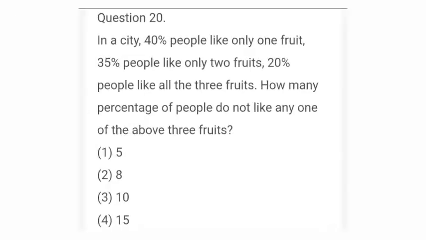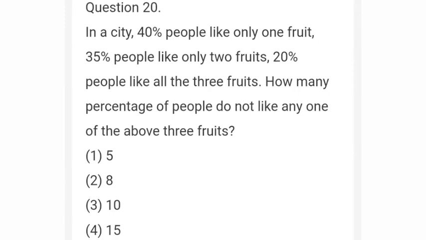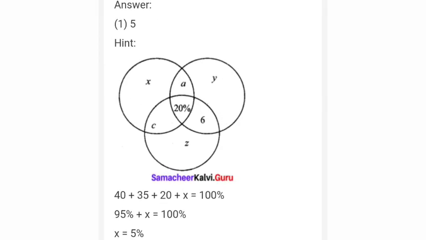Question number 20. In a city, 40% of people like only one fruit, 35% like only 2 fruits, and 20% like all 3 fruits. What percentage of people do not like any of these 3 fruits? Option 1 is 5, option 2 is 8, option 3 is 10, option 4 is 15. First we draw a Venn diagram. For liking all 3 fruits, the common value is the intersection, 20%.